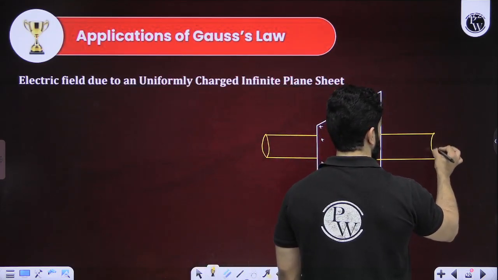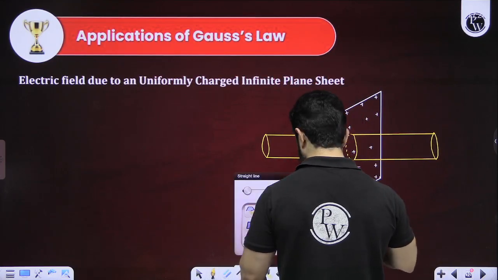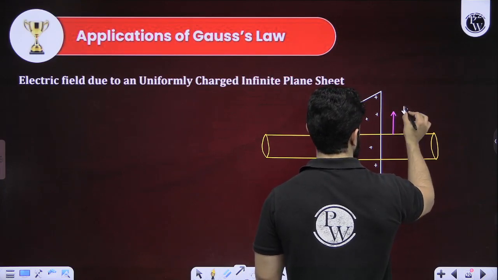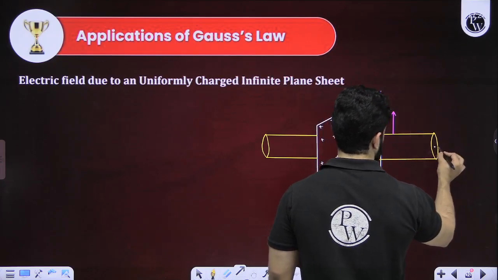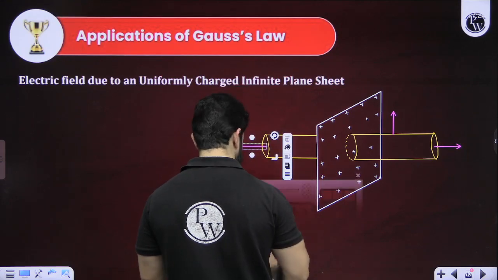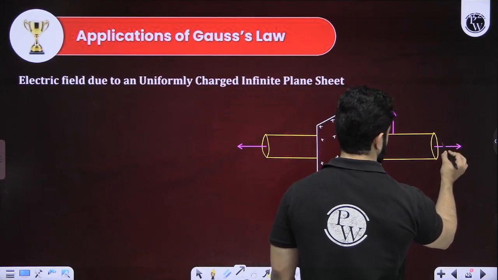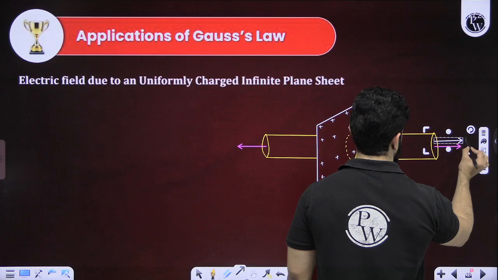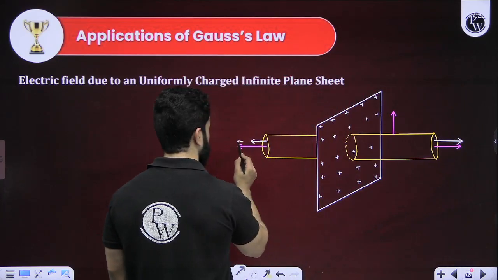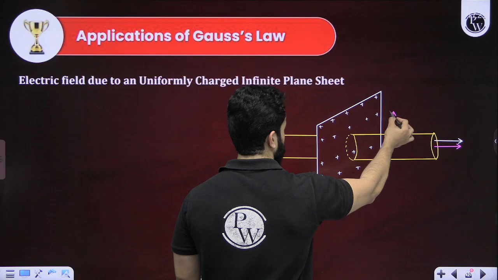Now only you have got two surfaces again. Why? Because the area vector over here will be something like this. Area vector over here will be something like this. Area vector over here will be something like this. And electric field will be in this direction. Electric field will be in this direction. So there is no flux with this surface.